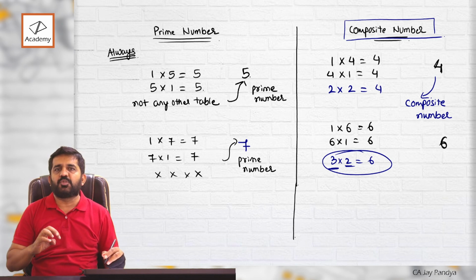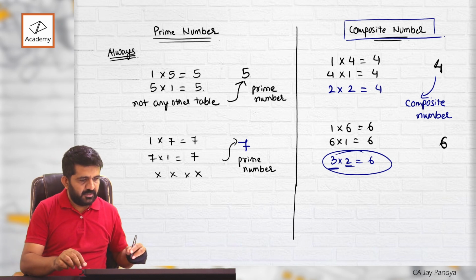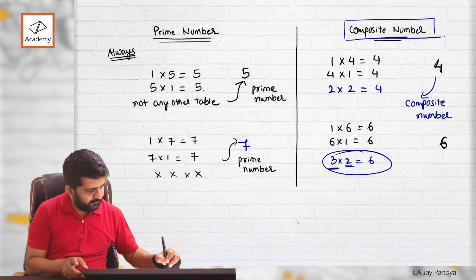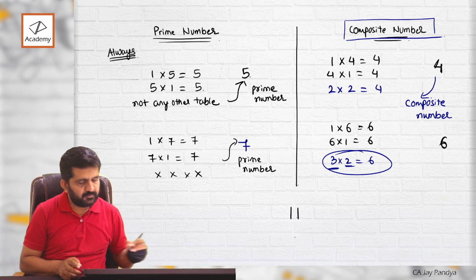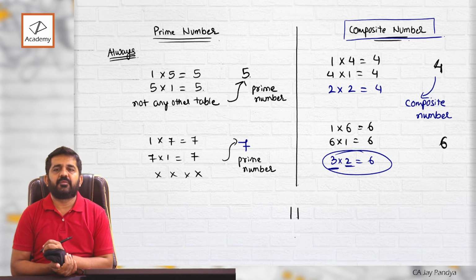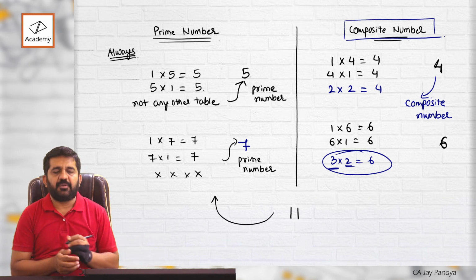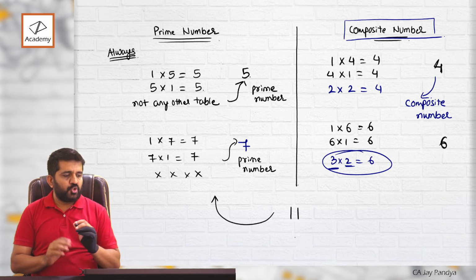What are prime numbers? What are composite numbers? Can you help me out? 11. Ishwa? Yes. Prime number. It is a prime number. Right.